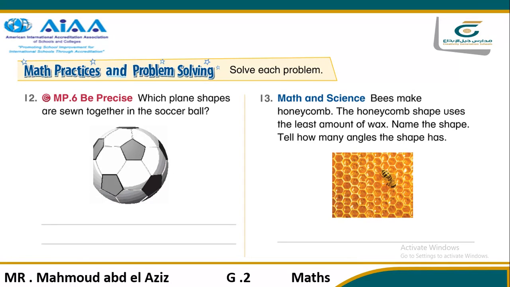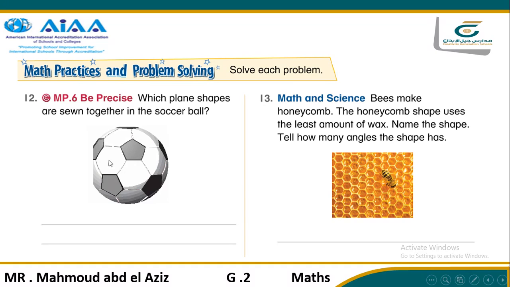So, dear students, with another question here, which plane shapes are sewn together in the soccer ball here? I want you to write 2 shapes, or 2 polygons, you can see in this ball. Let's count the first shape. Let's count how many sides or how many angles. That's 1, 2, 3, 4, and 5. So which polygon has 5 angles? Excellent. It's a pentagon.